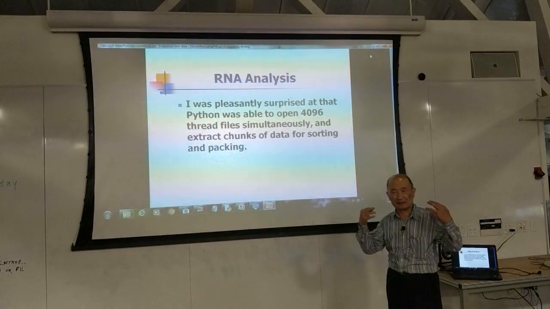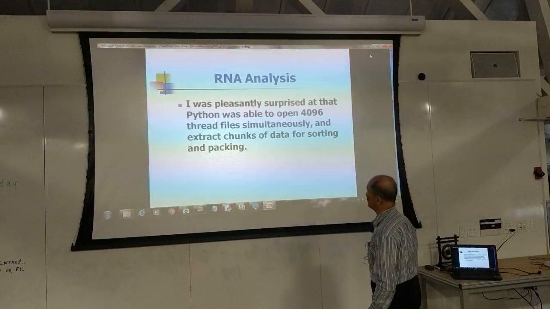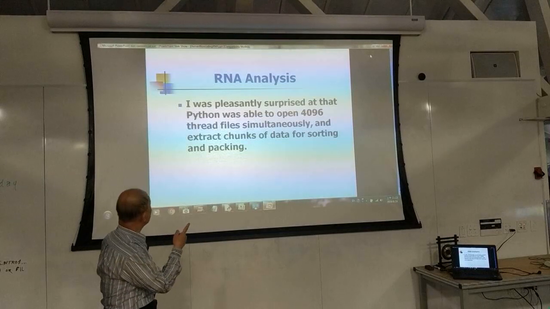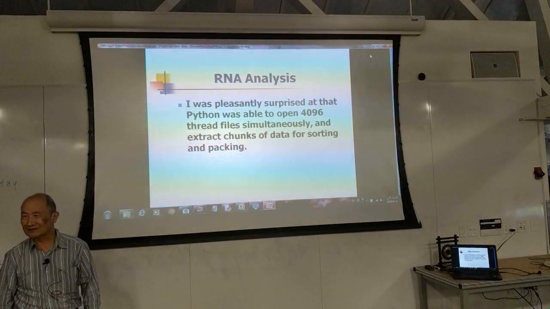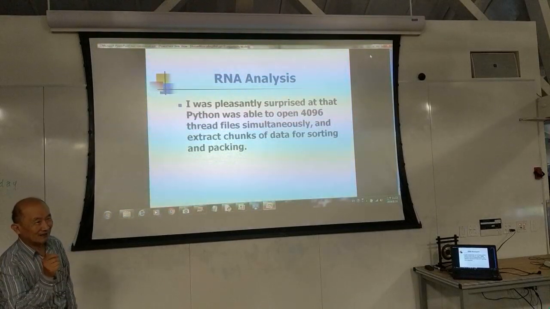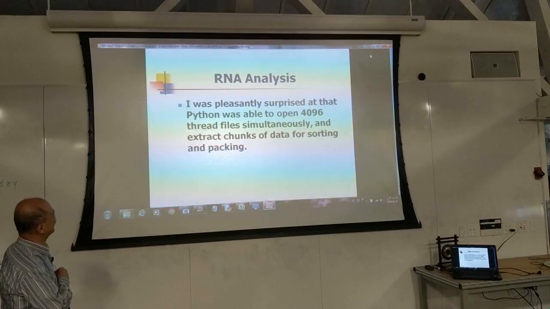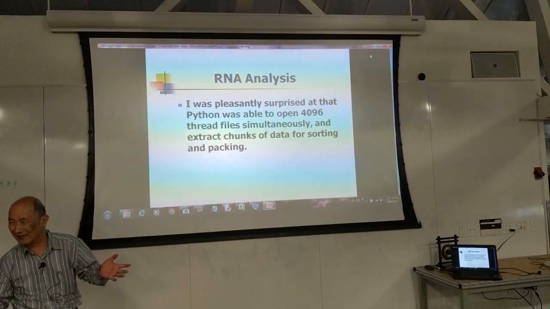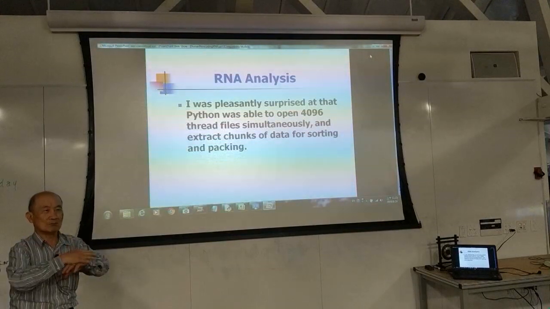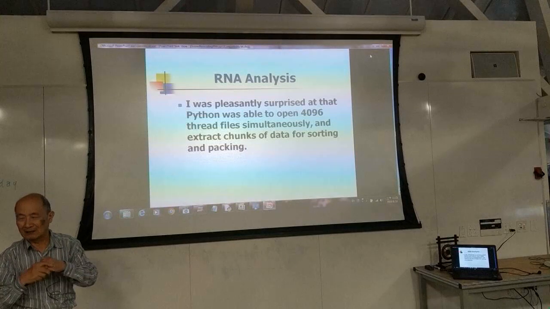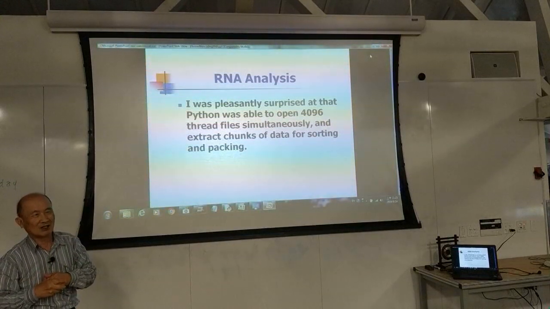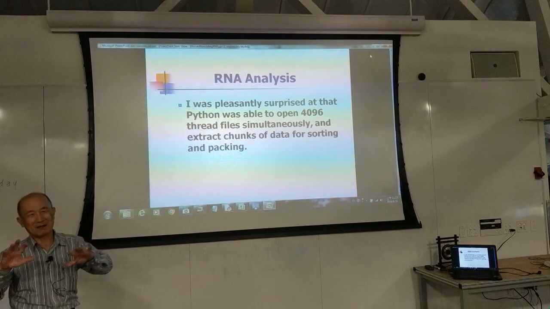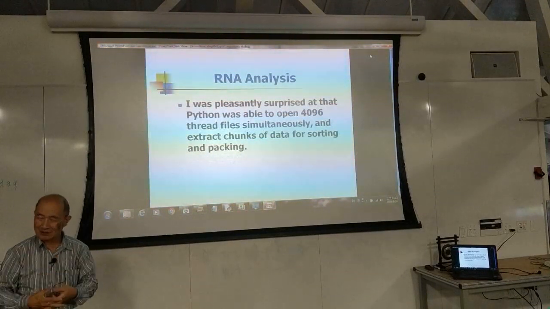And one thing, I was pleasantly surprised that Python was able to open 4,096 files simultaneously for me to pick the chunks. At first I thought, well, I got 4,000 files, what am I going to do with them? So I tried to pack them into a smaller number of files. I just couldn't imagine that Python could open 4,000 files, so I packed them into 64 files. Python has no problem with 64 files. So last week I said, let me just try 4,000 to see what Python does. And Python has no problem.